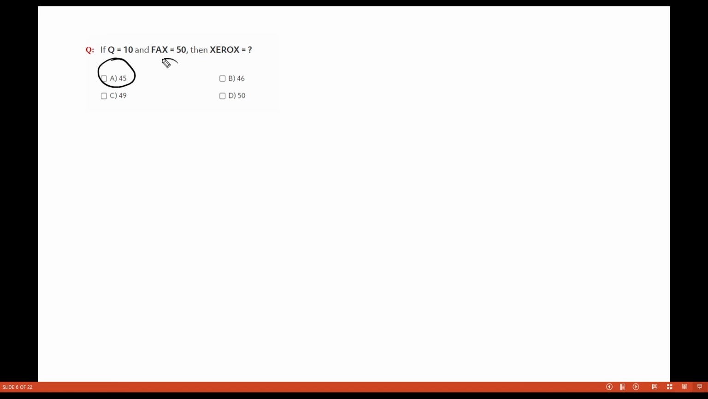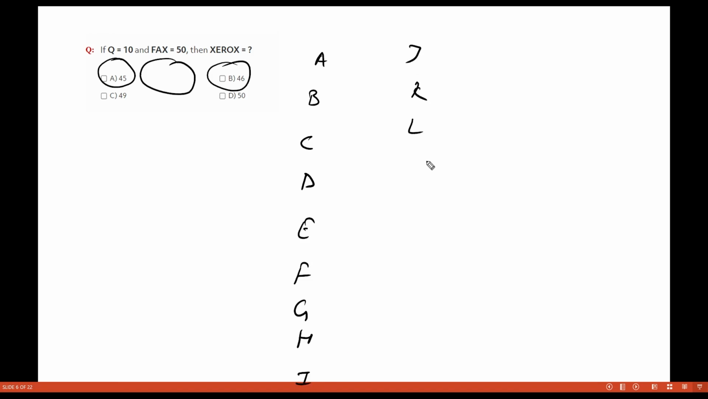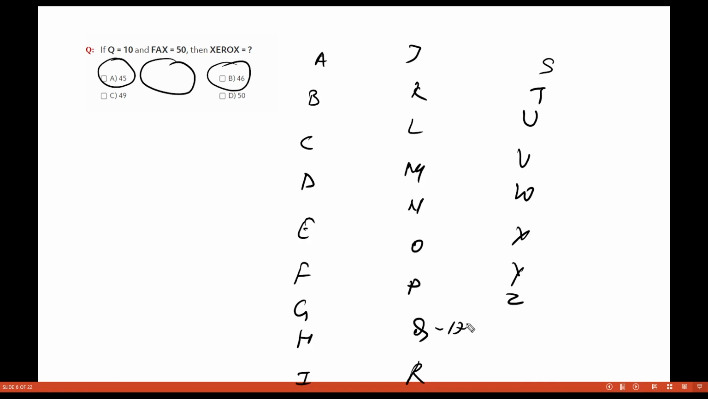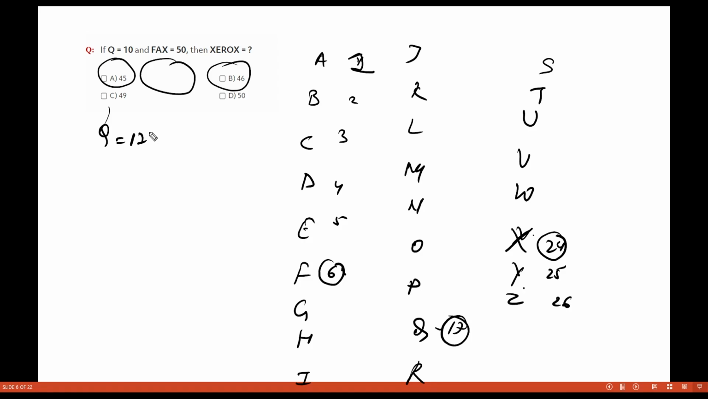Okay, guys, look at this question. You have Q equal to 10, FAX is equal to 50, and XEROX is equal to, it is asking. Okay, so let us try to write our series. So we have A, B, C, D, E, F, G, H, I, J, K, L, M, N, O, P, Q, R, S, T, U, V, W, X, Y, Z. Okay, now see, Q you will get as the 17th number. F you will get obviously the sixth number. A you are getting as the first number. X is obviously, see, this is 26, this is 25, and this is the 24th number. Okay, this is the 24th number. So Q is 17 but it is giving 10.